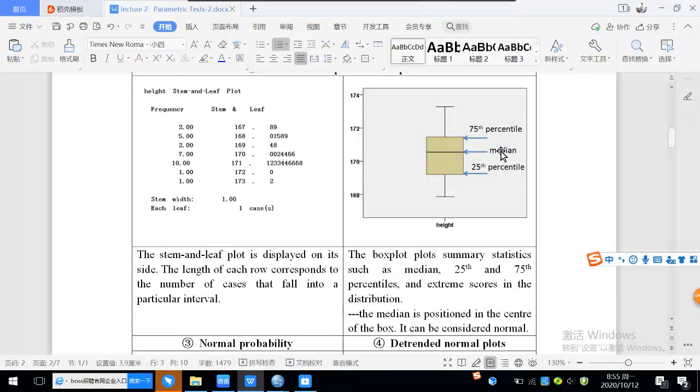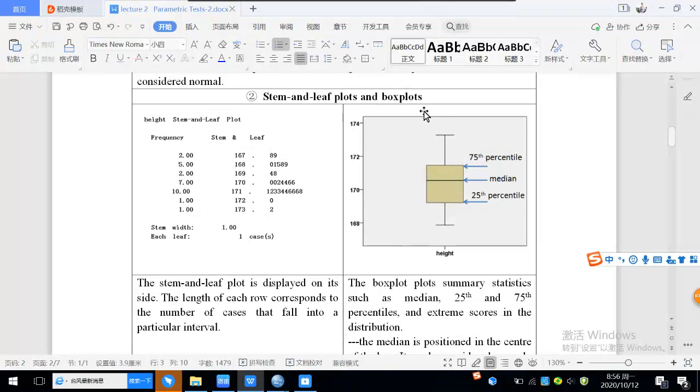If the median is positioned in the center of the box, look here, the center of the box is here. Right. If the median is positioned in the center of the box, then it can be considered normal. The height can be considered normal. Right now, we can see the median is very close to the center of the box. So we can say that the variable height can be considered as normal. Okay? I think here it's very important for you to know how to judge when you use these box plots. You can judge if it can be considered as normal or not normal. Okay.